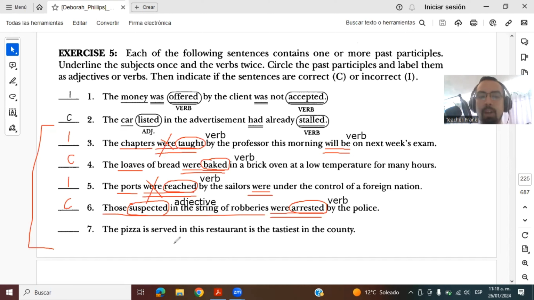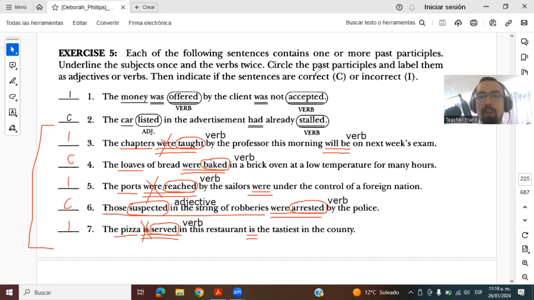Okay, number 7, the pizza is served in the restaurant. In this restaurant is the tastiest in the country. So is served is a verb structure, and is the tastiest is another verb. Served is a past participle. And since before it, there is a variation of the verb be, is in this case, it's a verb. Who or what is served or is the tastiest? The pizza, that's my subject. But the same thing, double verb, so it's incorrect, right? We would have to maybe eliminate this, and then it could just say the pizza served in this restaurant is the tastiest in the country, okay?